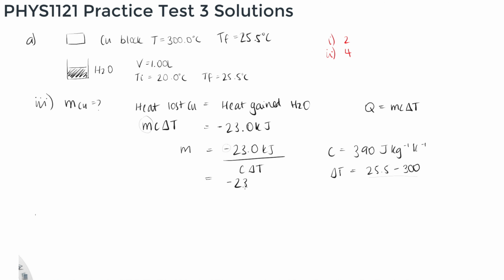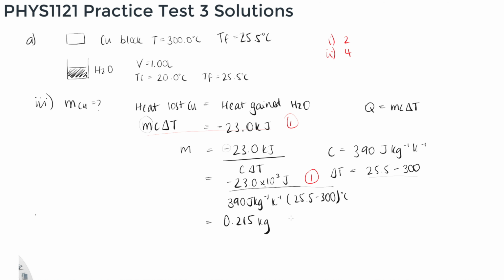So let's sub in everything we know. And then when you calculate that, you get 0.215 kilograms. For this question, if you were to get to this line here, that is 1 mark. If you were to sub in all the correct values, that's another mark. And then if you get the correct answer, that's 2 marks. So part III is worth 4 marks.